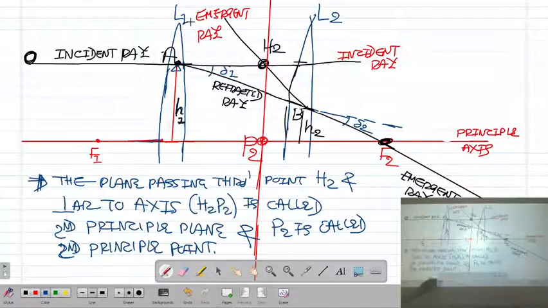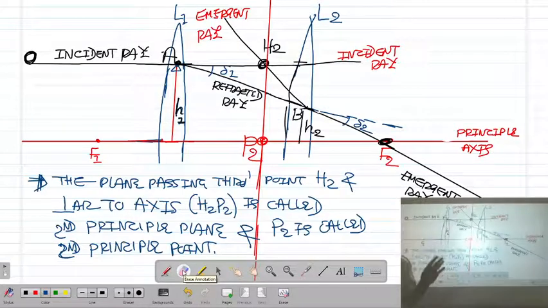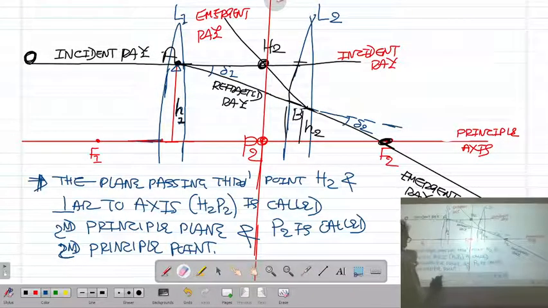Now I describe the first principal point and first principal plane. So let us describe the first principal plane and first principal point.